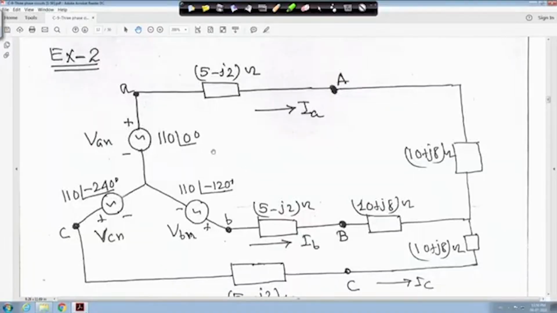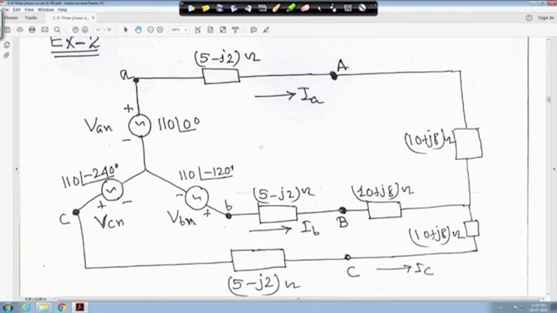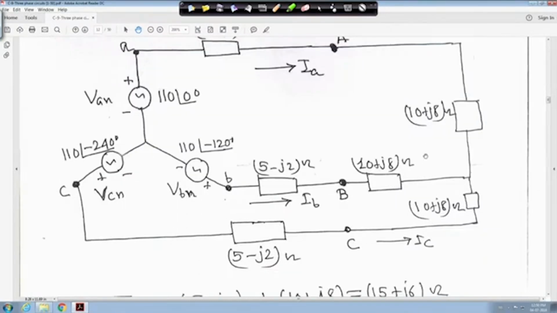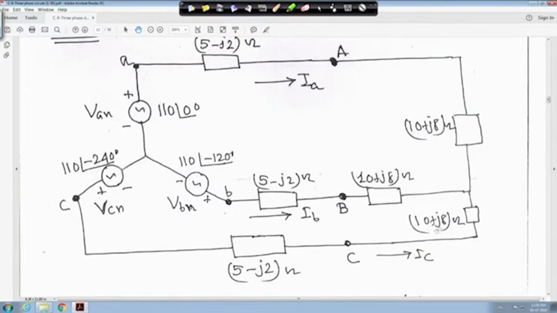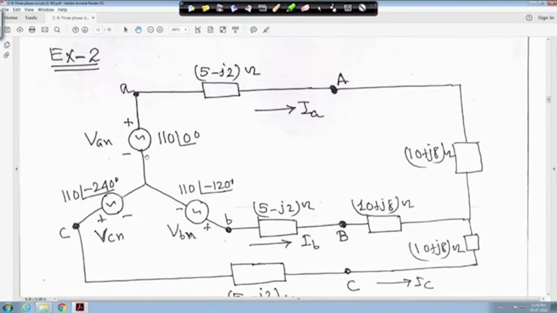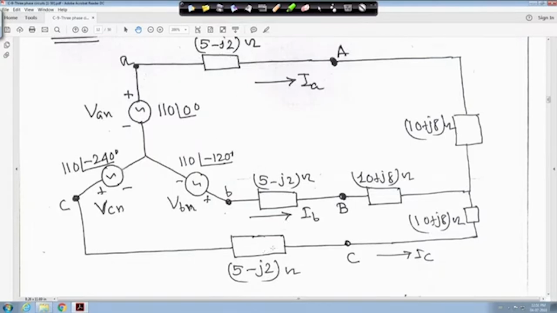Okay. So, we will take a small example of that. Suppose this is example 2. In the line, a 5 minus j2 ohm impedance is connected. This is a star connected load of 10 plus j8, 10 plus j8, 10 plus j8 ohm, and this is your star connected source 110 angle 0, 110 angle minus 120, 110 angle minus 240. In each line, a 5 minus j2 ohm impedance is connected, and currents IA, IB, IC are given.